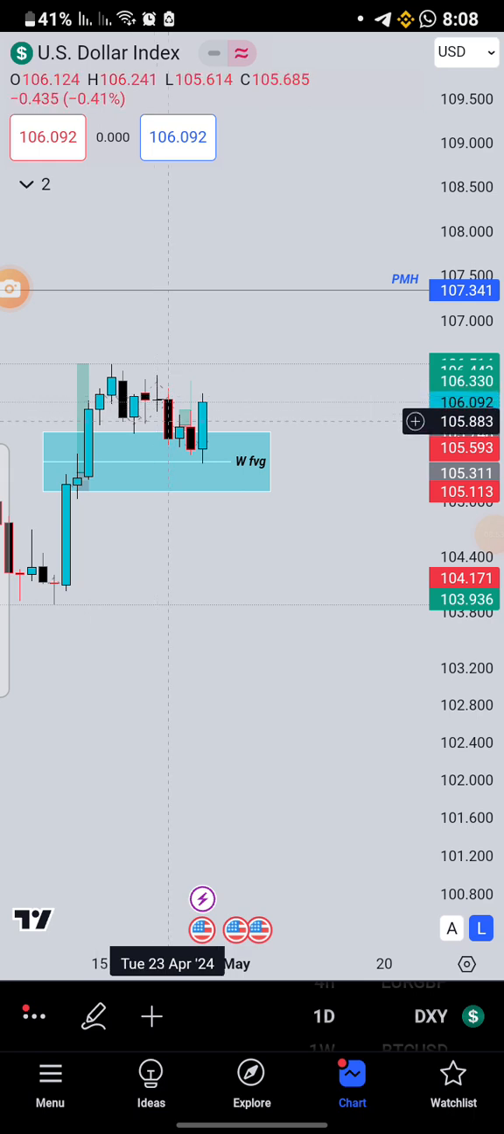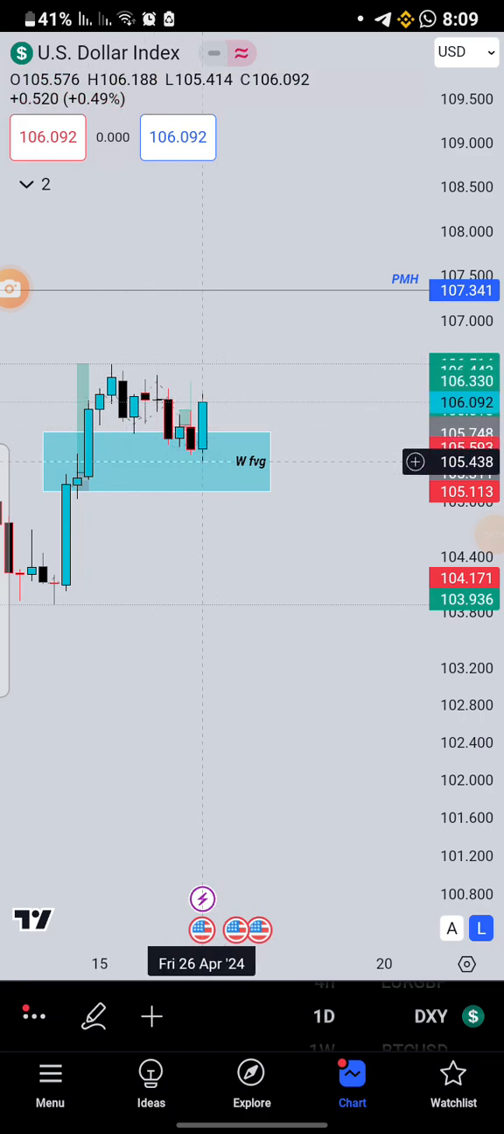On Tuesday, I had my stop. On Tuesday I also shorted. On Wednesday, I bought, but my stop loss was triggered. On Thursday, I also shorted, and my stop loss was triggered, but on Friday I did make up, and see how we had this clear tap into that weekly midpoint, the weekly fair value gap midpoint.